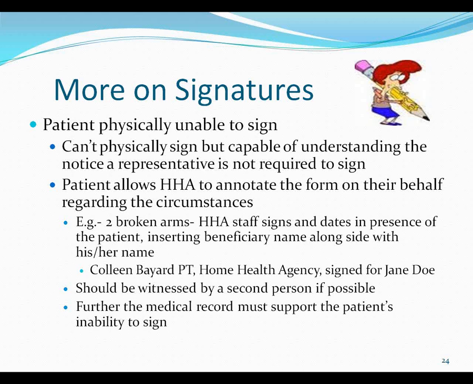So the example of this would be that the patient has 2 broken arms, and the staff person will sign and date in the presence of the patient, inserting the beneficiary's name alongside their own. So if I was the clinician going out, I would be Colleen Bayard, PT, from the Home Health Agency, signed for Jane Doe. And it says in the regulation it should be witnessed by a second person if possible. And of course, in the medical record, it's going to support that the patient has 2 broken arms and the inability to sign. I'm not sure how much that happens.